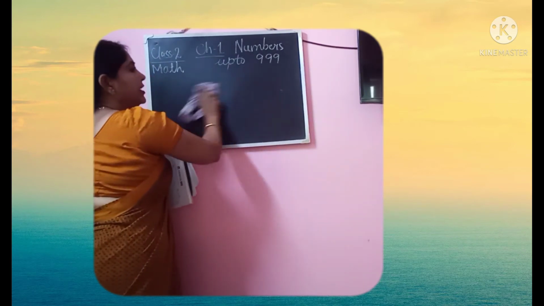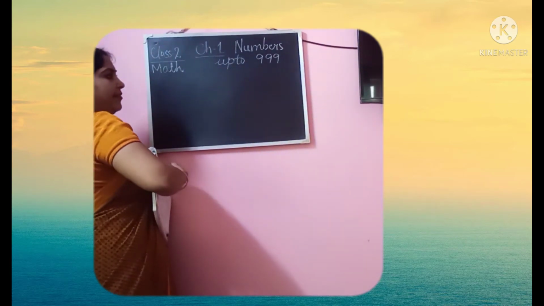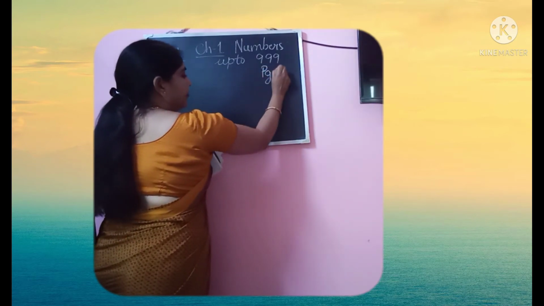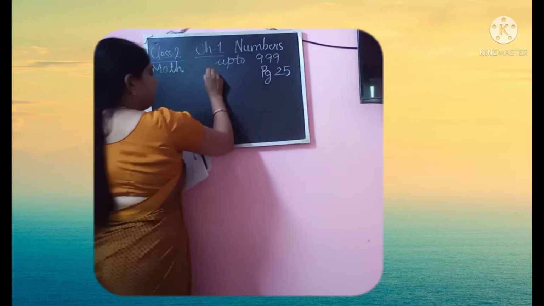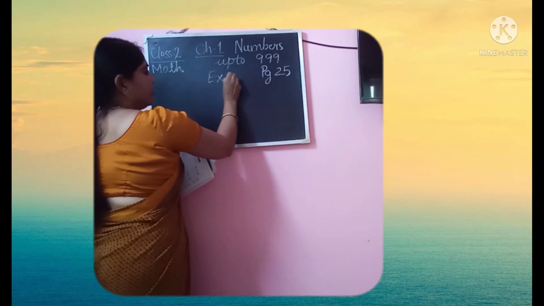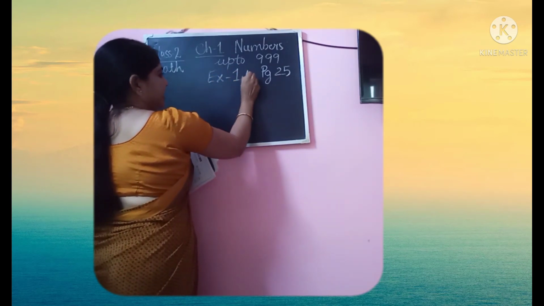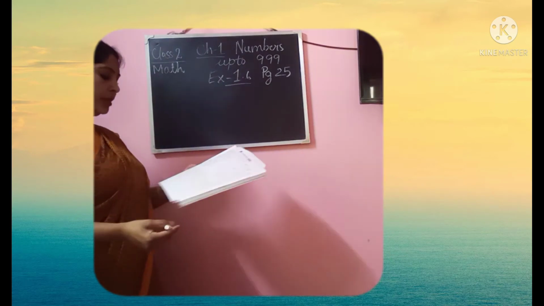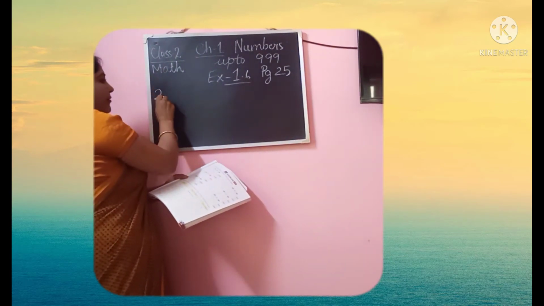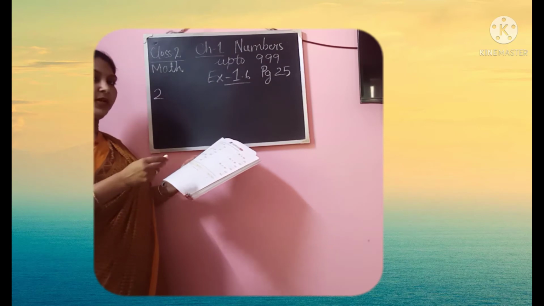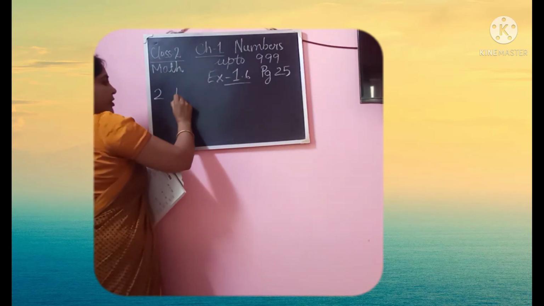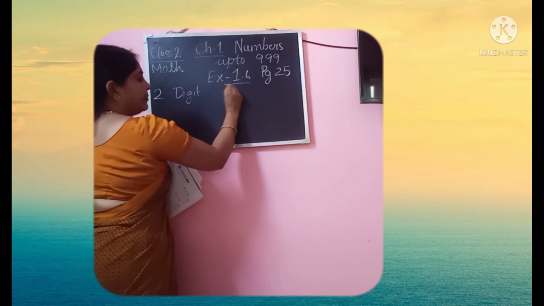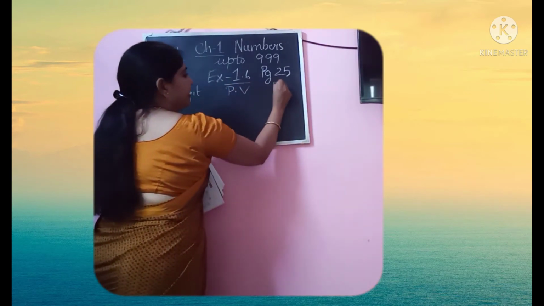You can see here on page number 25, exercise number 1.6. In 1.6, what do we do? Question number 2, you have to write the place value and the face value. See, the digits are given here. You have to write place value and face value.